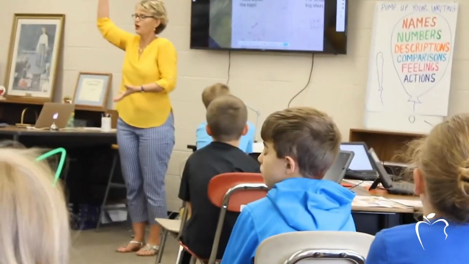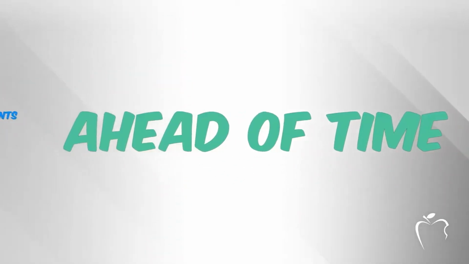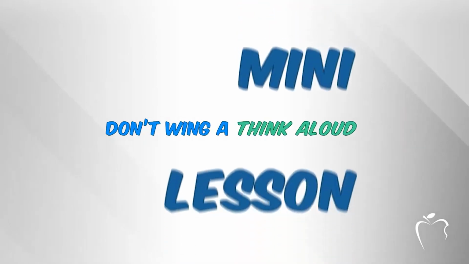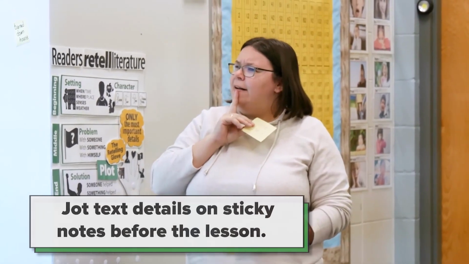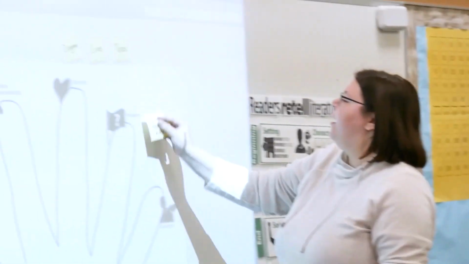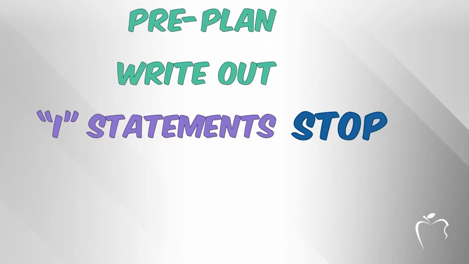Another tip is to plan your I, me, or my statements ahead of time. In other words, don't plan to wing a Think Aloud in the middle of a mini lesson. The skill that you're trying to teach is so automatic to you. It's ingrained. You know how to do it and don't even know how you know how. You have to stop, pre-plan, and write out your I statements.